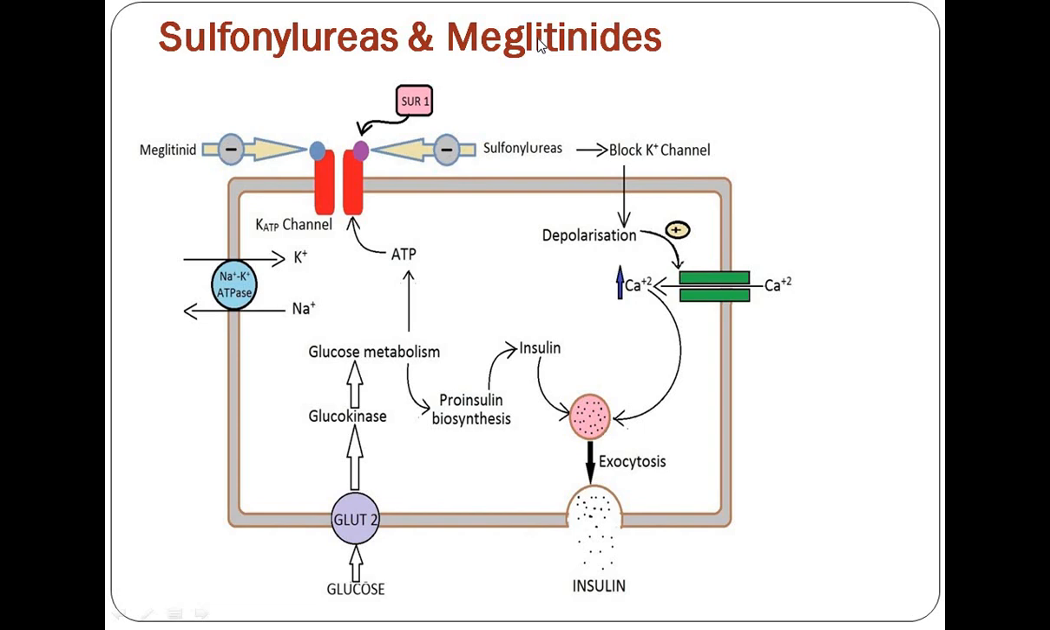Meglitinide also uses the same mechanism, with only a minor difference: it will not bind to the sulfonylurea receptor, but it will bind to another site of the potassium channel, but the other mechanism is completely the same. So both these two categories of drugs act by increasing the insulin release.